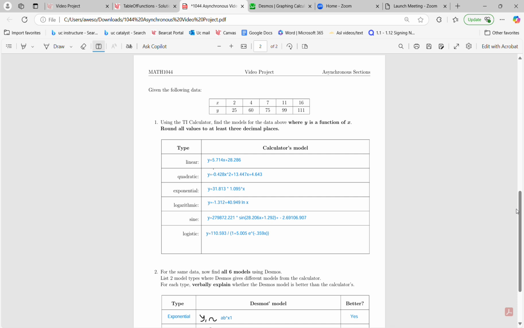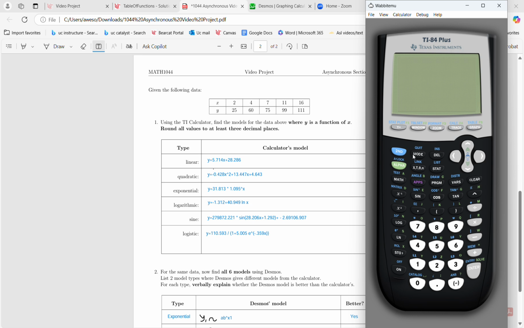So to start it off, for the linear one, start off in the calculator, and we click the stat button, and then edit, and then we put in the x and the y values. Then for linear, I went down to LinReg and then calculated it. And then I used the a and b and put it into y equals ax plus b, which I showed on the paper.